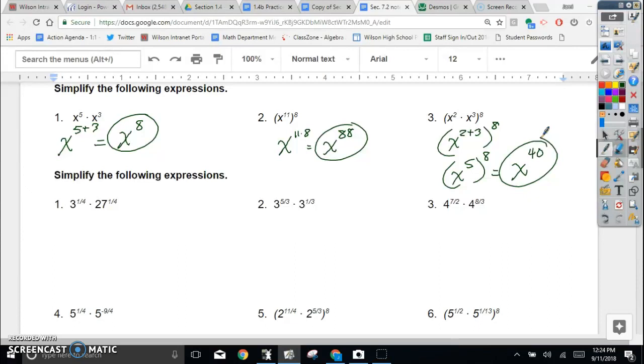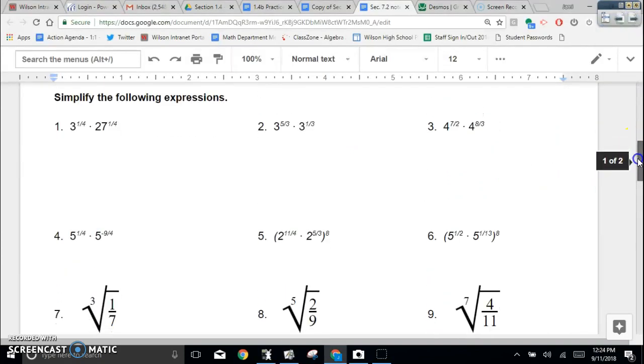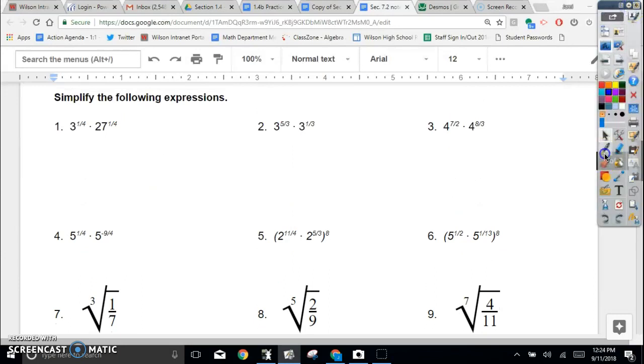Now, the hardest problem in the next set of 9 is actually number 1 here. Okay, so when I go through number 1, notice that your bases are different. So I have to try to rewrite 27, which is the larger one, in terms of 3. So I can rewrite 27 as 3 to the 3rd. That's 27 here. And then I have this 1/4.